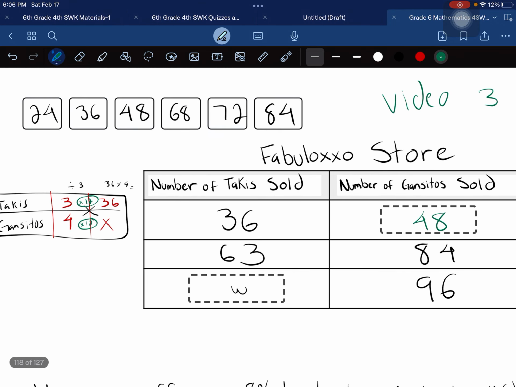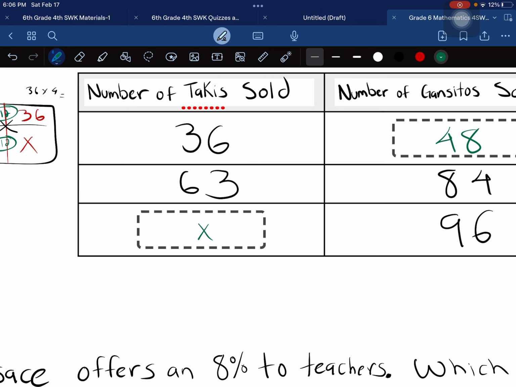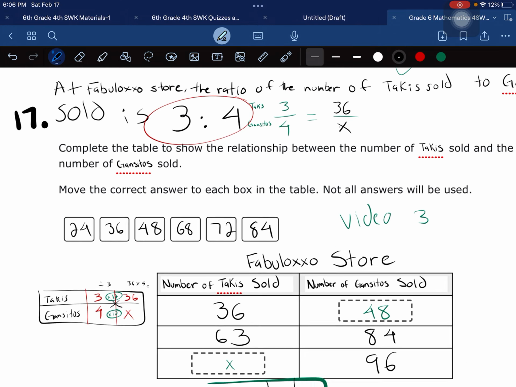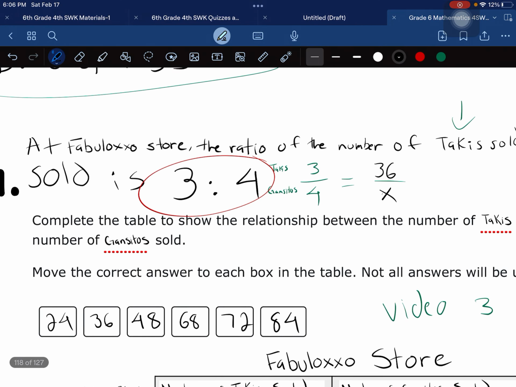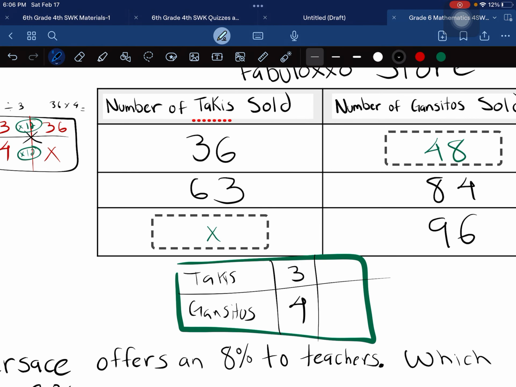Now, are we done, chicos? No, we are not. Ahora tenemos que encontrar este. We're looking for 2 answers in this case. So, let's do it one more time. Aquí tenemos takis, gancitos. Now, what fraction are we going to use? 3, 4. Ese siempre va a estar. That's what they gave us. And in this case, we don't know how many takis when 96 gancitos are sold.